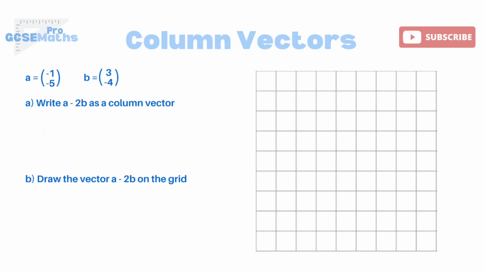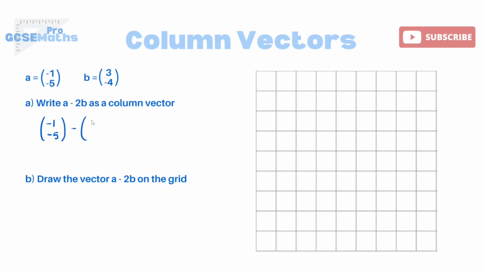Okay, so for this one, we've got another pair of vectors A and B. A is minus 1, minus 5, and B is 3, minus 4. So part A is to write A minus 2B as a column vector. So this one's actually combining those past few questions together. We've got a subtract, we've also got a multiple. So for this one, I would normally write out A just because it's still itself, isn't it? Just 1A.